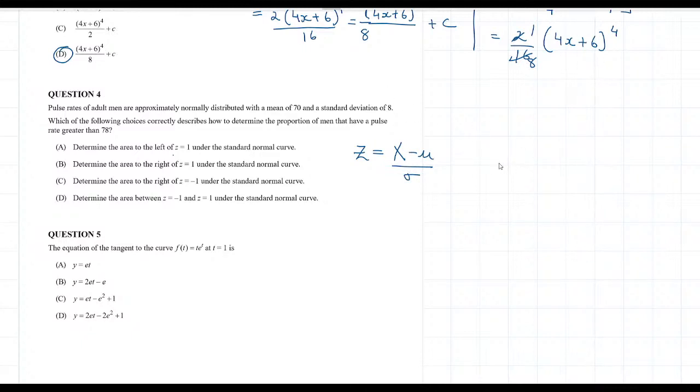All that does is rewrite the value in our normal distribution where the center is 0. So our x value is greater than 78. So our x is 78, and we want to know greater than. Our mean is 70 and our standard deviation is 8. So our z value is going to be 78 minus 70, which is our mean, divided by the standard deviation, which is 8. So that's 8 divided by 8, which is 1. So our z value is going to be, say, there somewhere.